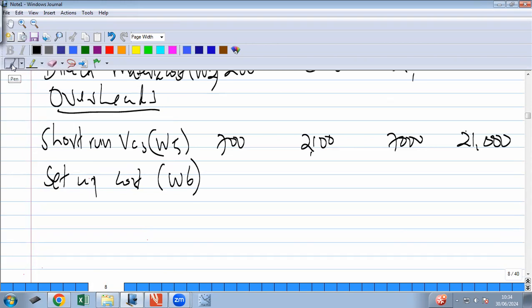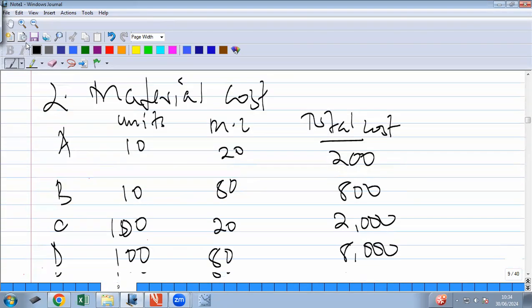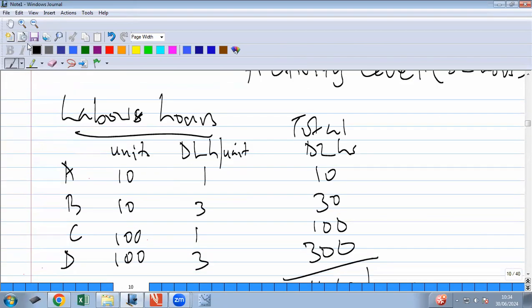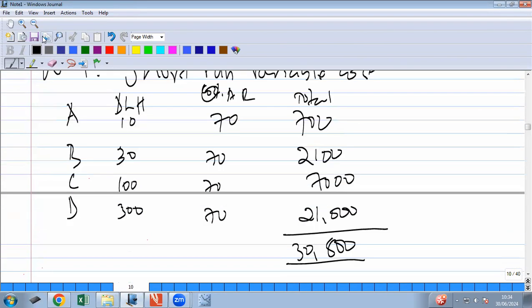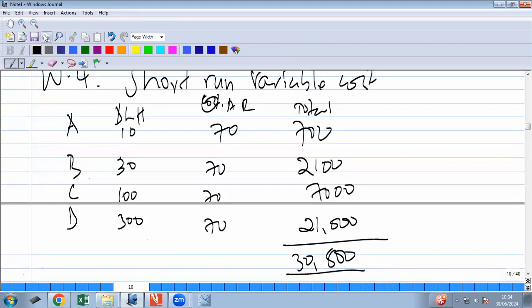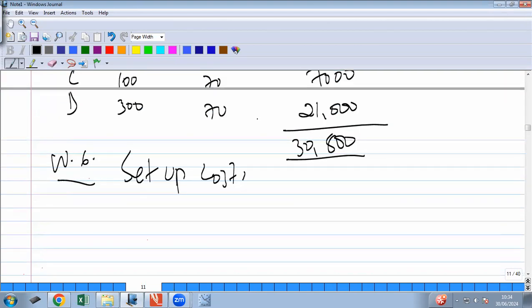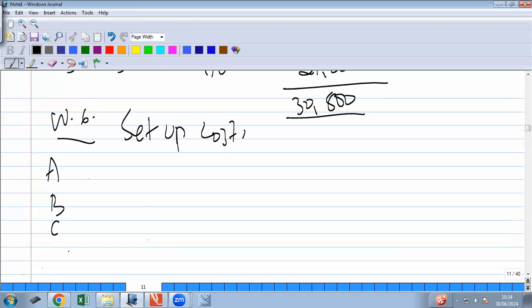Okay, you can adjust from your side. So we can go to working number 6 or 5, depending on how you're naming them. This is working number 5 or 6, and we can call these setup costs. Setup costs, we have products A, steel, B, C, and D.